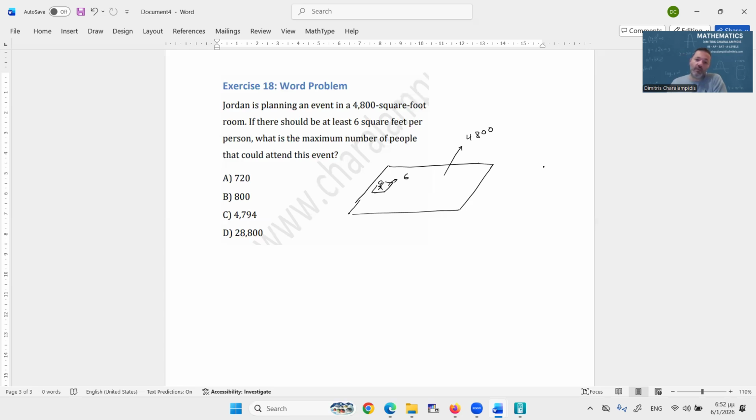All we have to do is divide the total area of the room by the area needed per person. So, 4,800 over 6, that should be, without the use of any calculator, equal to 800 square feet per person, which makes B the right choice for this exercise.